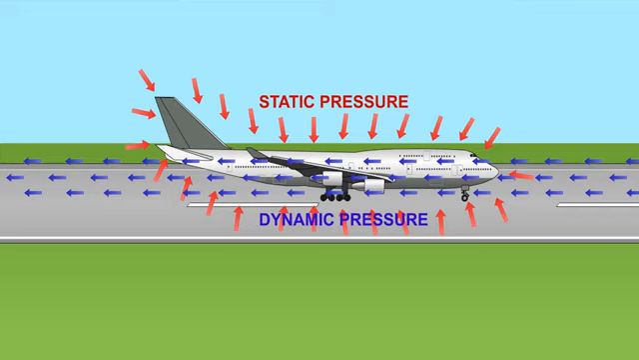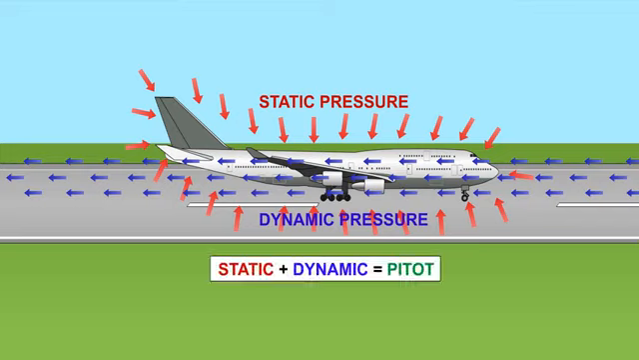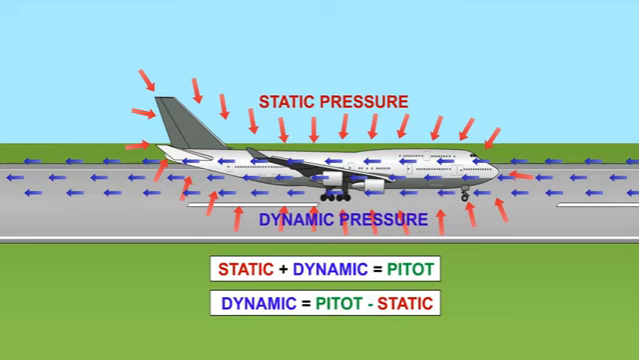The leading surfaces of the aircraft will therefore be subjected to the combination of static pressure plus dynamic pressure, and this total pressure is known as Pitot pressure. The word Pitot is named after the French physicist who invented a method of measuring total pressure. We can see, therefore, that to find dynamic pressure we simply have to subtract static pressure from Pitot pressure.